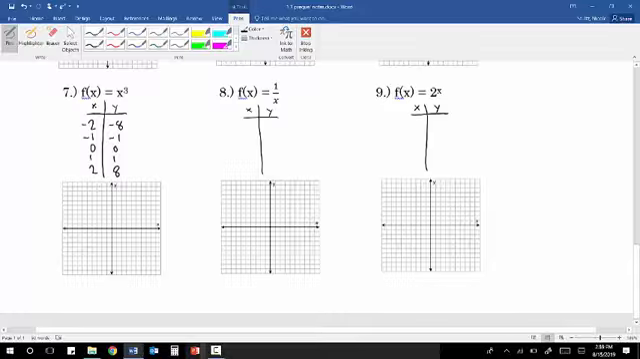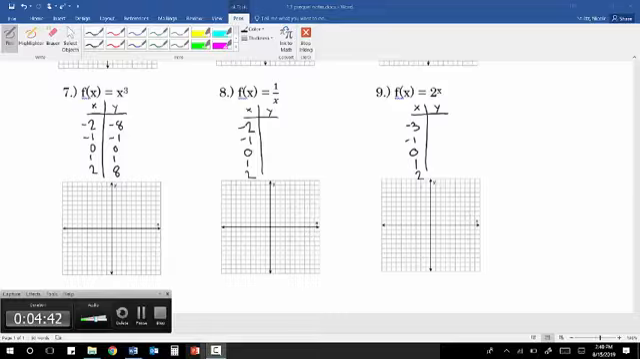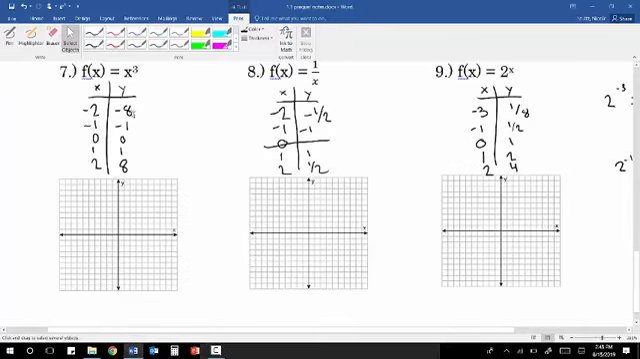For number 8, I want you to use -2, -1, 0, 1, and 2 again. And then for number 9, we're going to use -3, -1, 0, and we'll do 1 and 2. So go ahead and substitute those in and get your y's, and then unpause the video and see if your answers match mine. So really quick, you want to check and see if you got these following numbers.